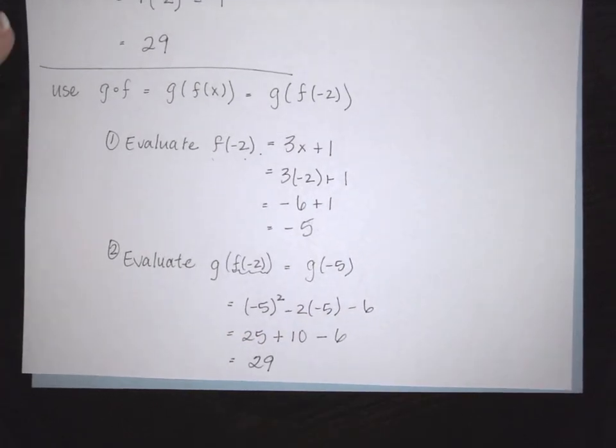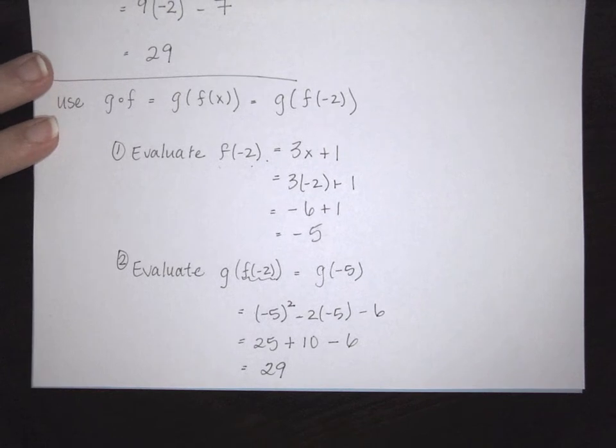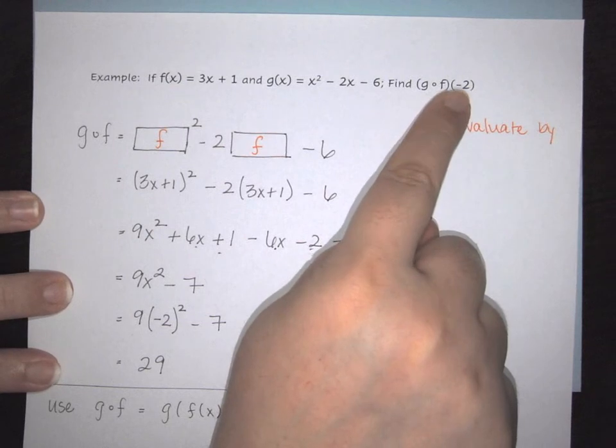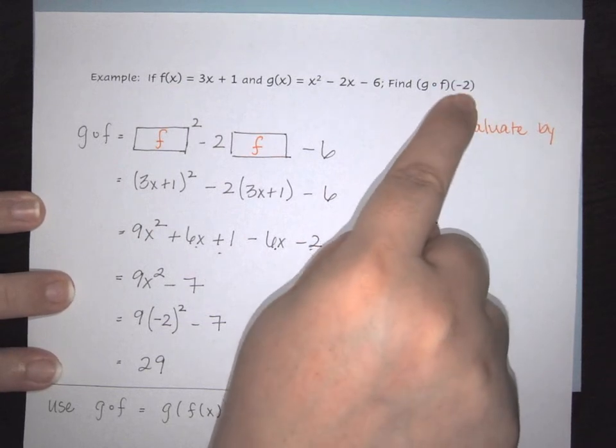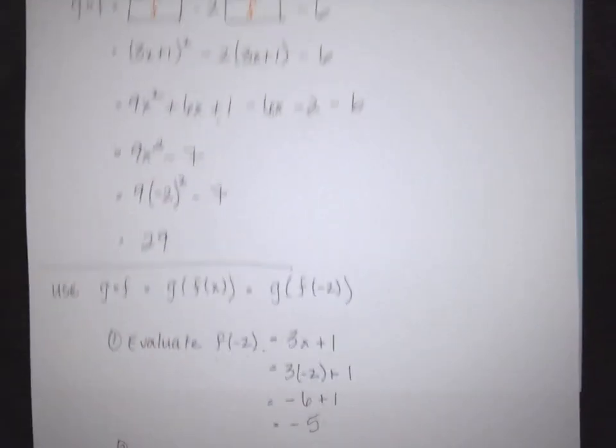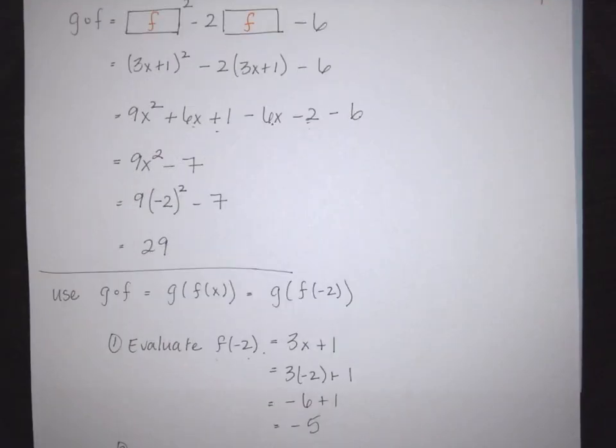So there are two different methods for evaluating and solving a composition if you are given a number to evaluate by. Now that is the most important key part. You have to have been given a number to evaluate, and then you can use either method that you choose.